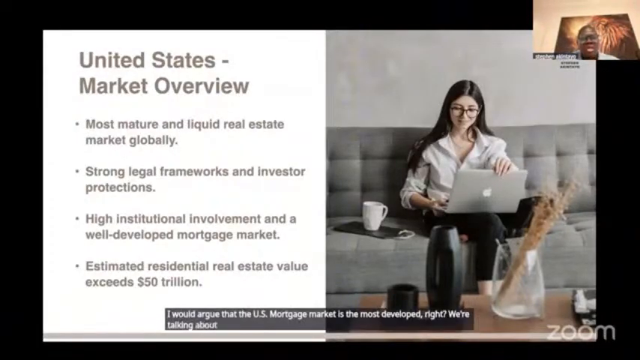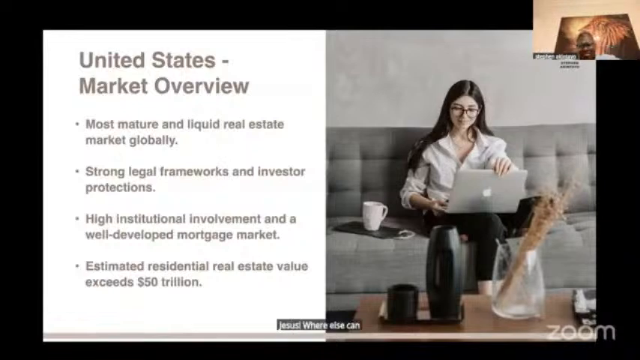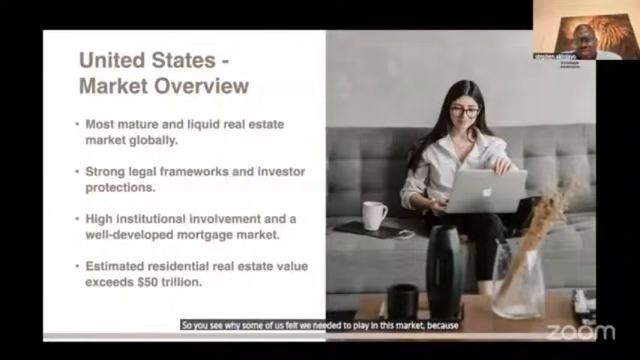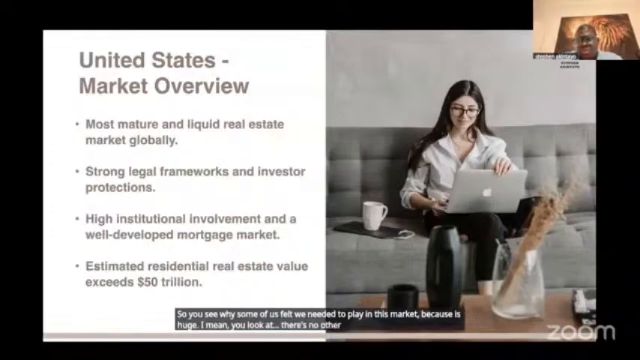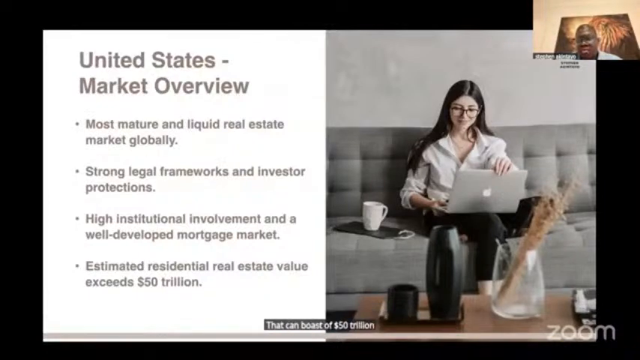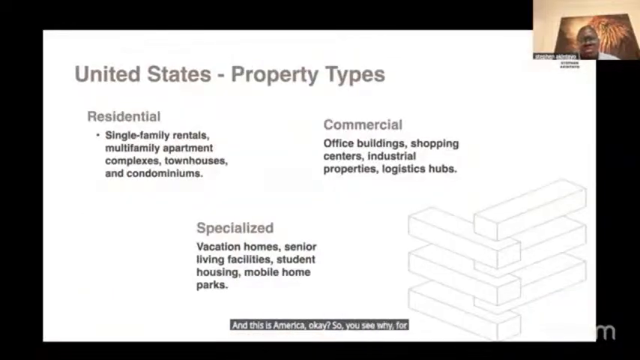We're talking about an estimated residential real estate value exceeding 50 trillion. Jesus, where else can you get that? Everybody type 50 trillion. I did not say 50 billion. 50 trillion. Okay, that is the residential market in the US. So you see why some of us felt we needed to play in this market, because it's huge. There's no other residential real estate market anywhere else in the world that can boast of $50 trillion. Nowhere else. This is huge. And this is America. So you see why for me it was a good market.